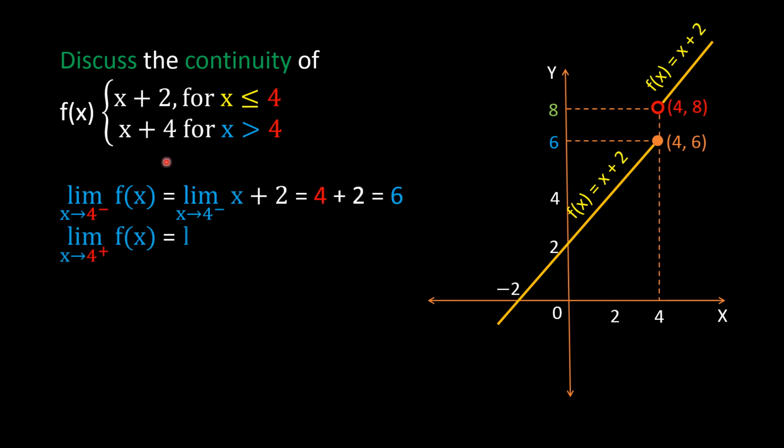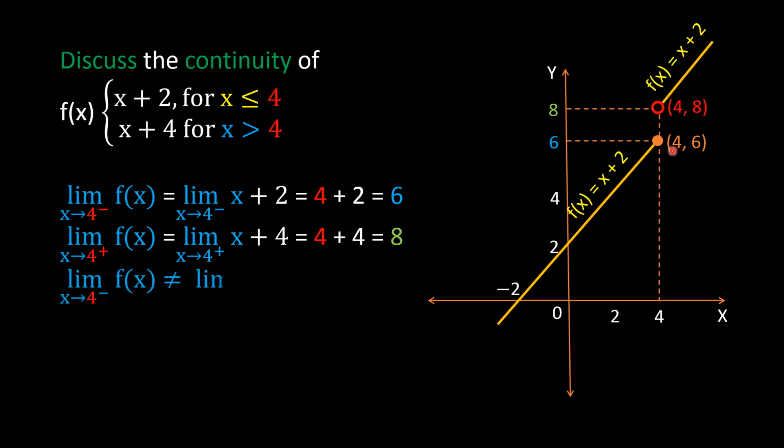Now, since x is less than 4, the left hand limit will be limit of x as x approaches 4 negative. It will be limit of x plus 2 as x approaches 4 negative, which will be 4 plus 2, 6. Now since x is equal to 4, limit is equal to 6, therefore the point (4, 6) will lie on the graph of this function.